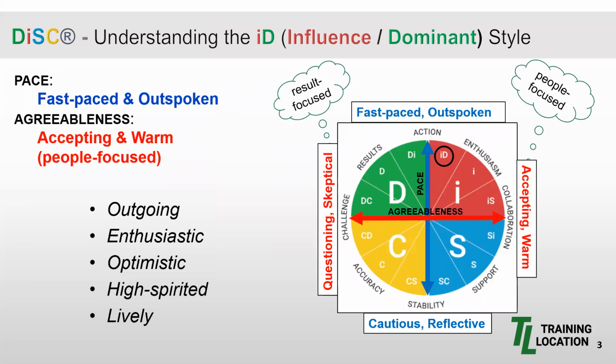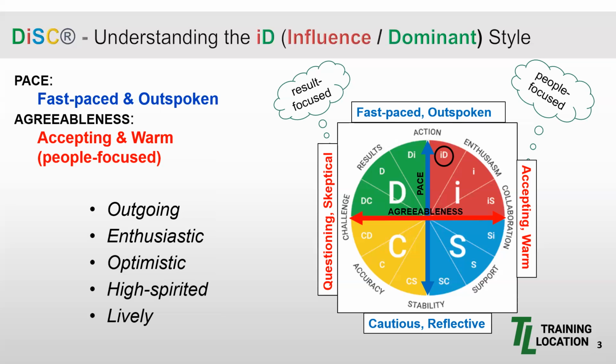A quick summary of the ID style. I do this in most lessons, so I won't dig too deep here. Let's start with what we know. We already know a couple basics about the ID style, which resides within the influence or I quadrant. This I quadrant includes the ID style, the I style, and the IS style. They all have a pace of faster and outspoken, combined with an agreeableness quotient of accepting and warm, which we call people focused. And the brief list of observable behaviors or descriptors still includes outgoing, enthusiastic, optimistic, high spirited, and lively.